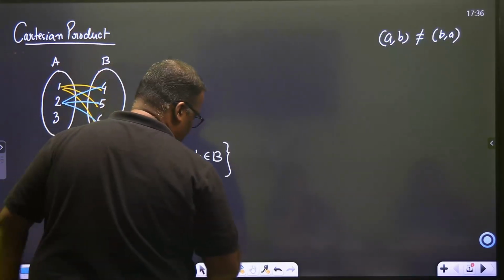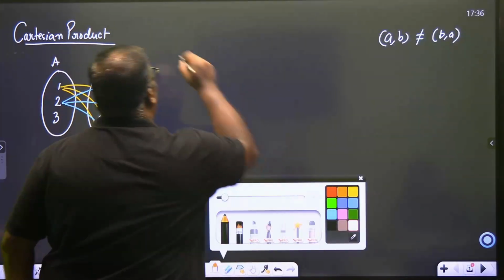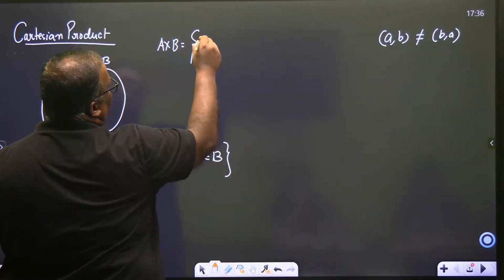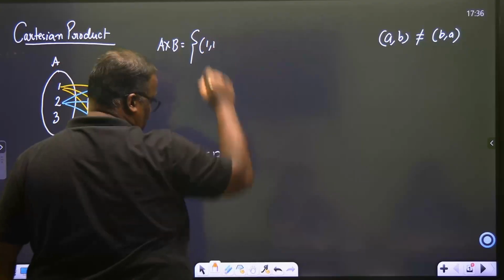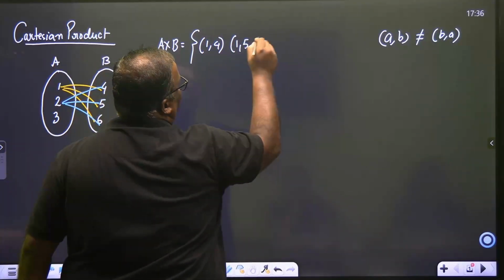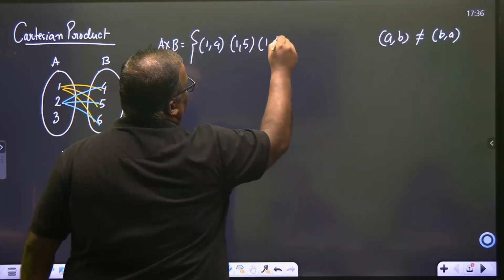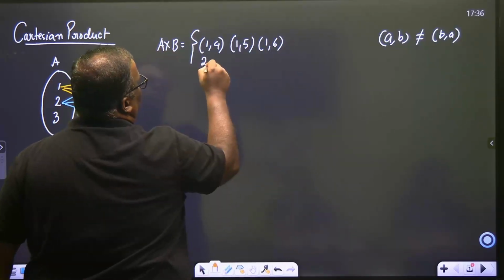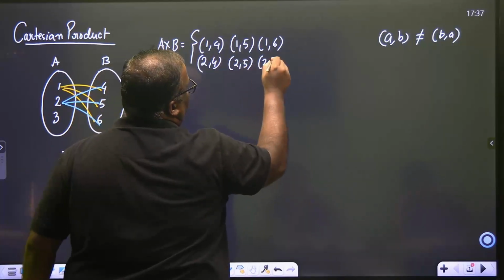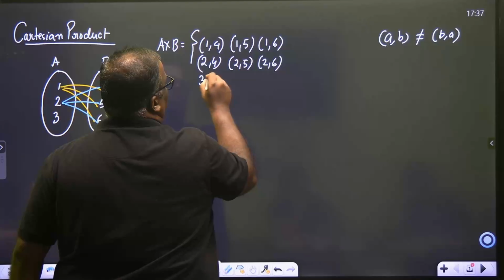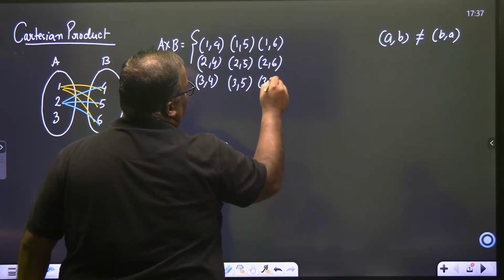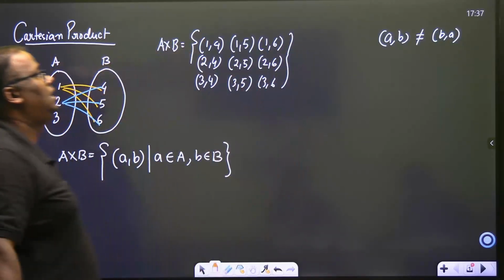So if we try to write what A cross B is as a set, then pairing with 1, so (1, 4), then (1, 5), then (1, 6). After that, (2, 4), (2, 5), (2, 6), right? Then (3, 4), (3, 5), (3, 6). This is the set A cross B.